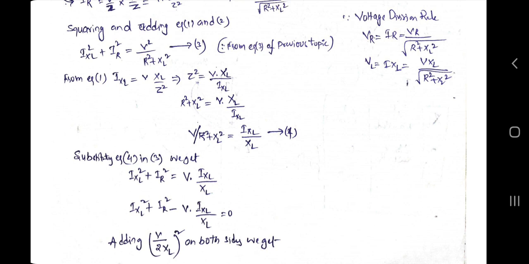So now, instead of V by root of R square plus XL square in equation number 3 on the right-hand side, you take IXL into IXL by XL into V. So we get it like this, and it should be moved to the left side. Then IXL square plus IR square minus V into IXL by XL equals 0.